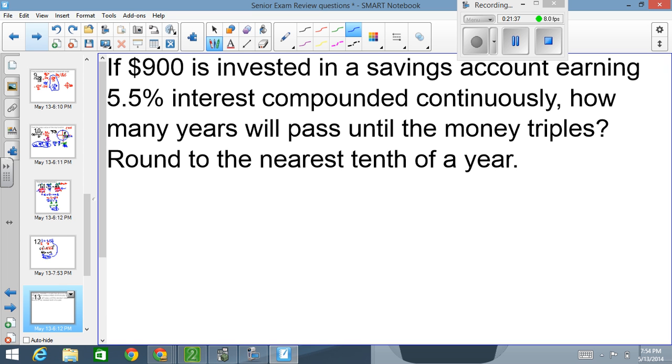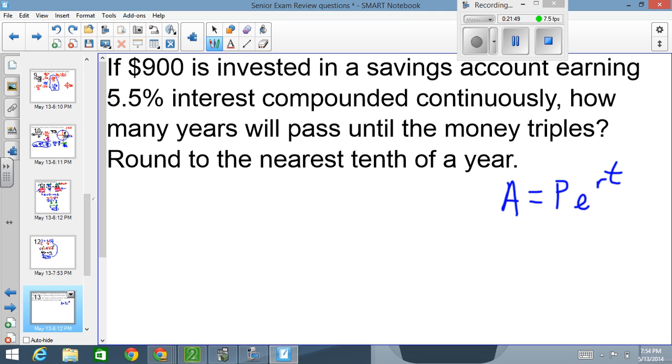Okay. The formula that we used here, P times e raised to the rt. $900 investment. Investment is the key word here. For that reason, that $900 is your P. That's your principal. Okay? This 5.5%, that's your rate. Time is what we're looking for.